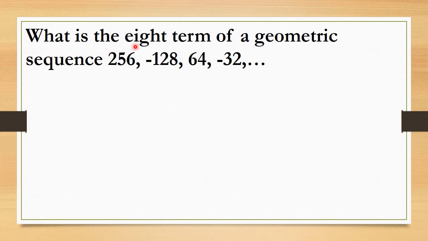What is the 8th term of the geometric sequence 256, negative 128, 64, negative 32? Let us find first the common ratio. Let us divide negative 128 by the preceding term, 256. Negative 128 and 256 are divisible by their greatest common factor, 128. Negative 128 divided by 128, we have negative 1. 256 divided by 128, we have 2. So our common ratio is negative 1/2.